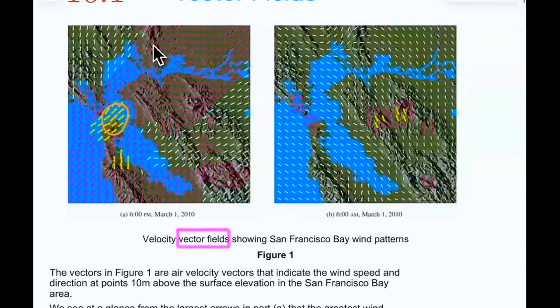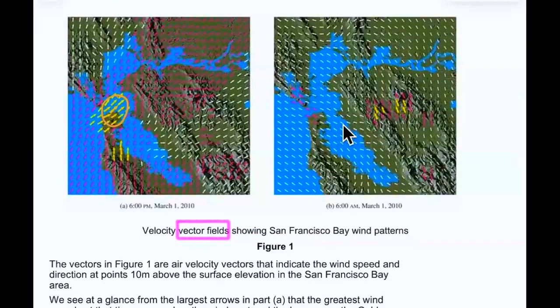Now the second picture here is the wind patterns of this same area but at a different time. This one is at 6 p.m. and this is at 6 a.m. They are examples of a velocity vector field. At this time, the vector field here is the velocity vector of the wind.